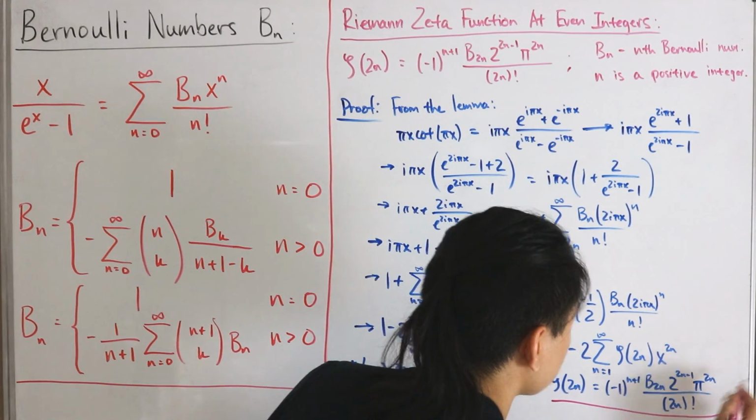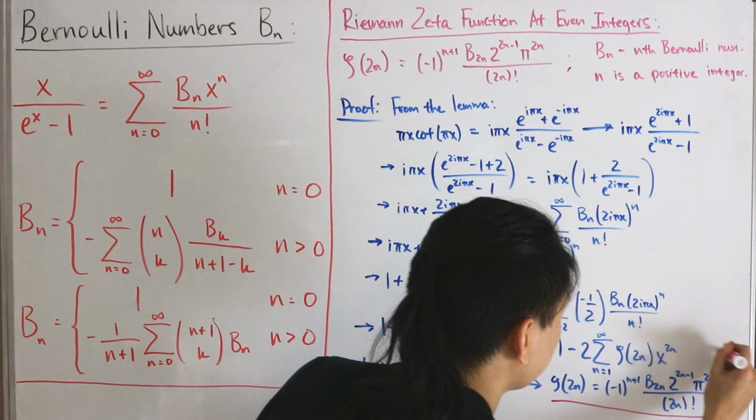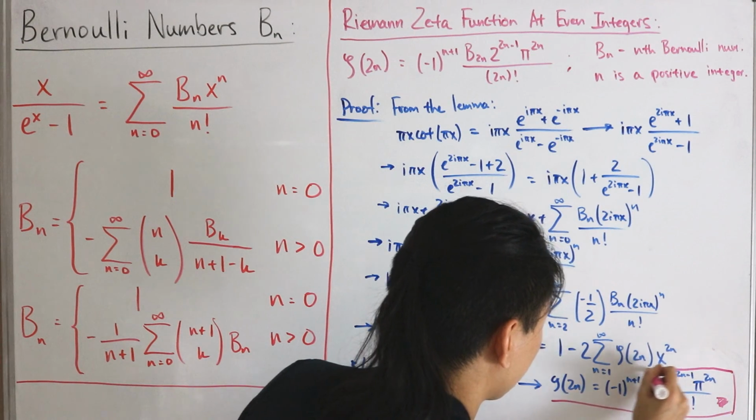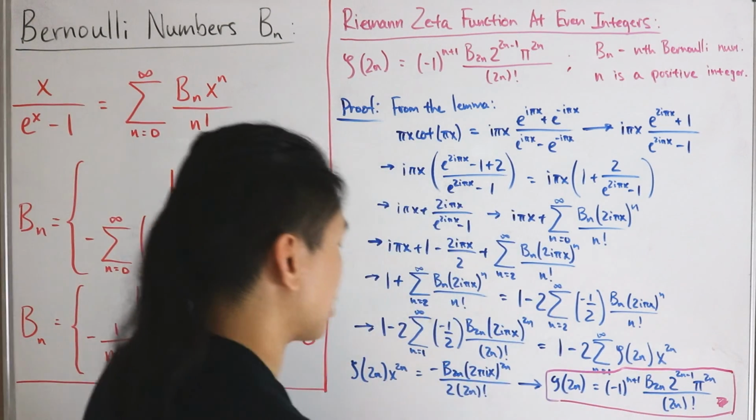So this proves the explicit formula for the Riemann zeta at the even integers, just like that, which I think is a very nice utilization of the Bernoulli numbers as shown.